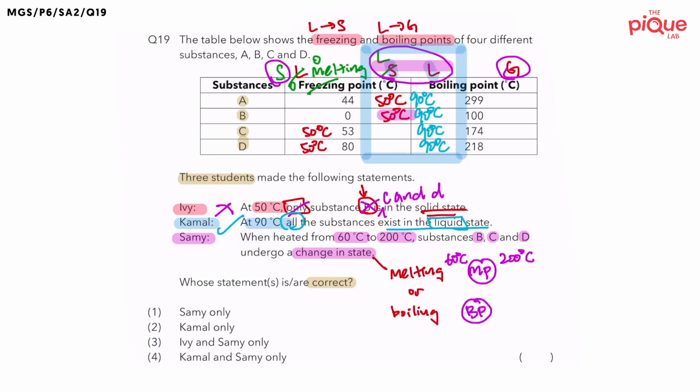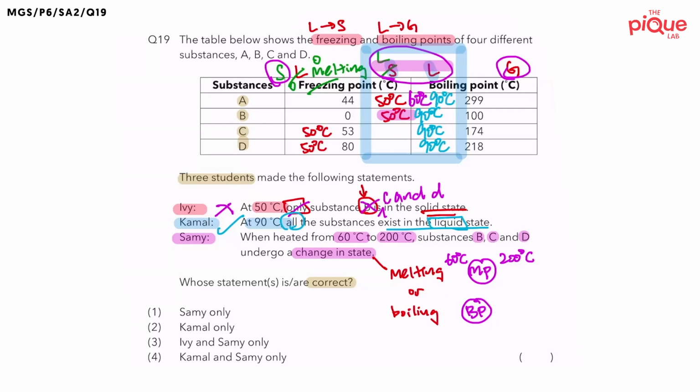Alright, so let's take a look at how can we annotate this in the table. Again, I will use substance A as an example. For substance A, let's look at 60 degrees Celsius first. Where will I put 60 degrees Celsius for substance A? I will put it under the liquid state. Right, so let's annotate 60 degrees Celsius under the liquid state over here.